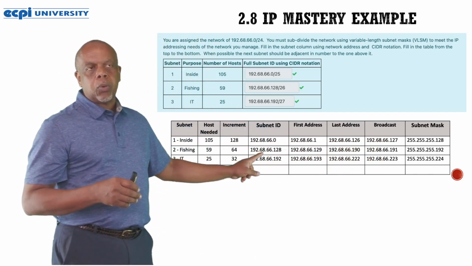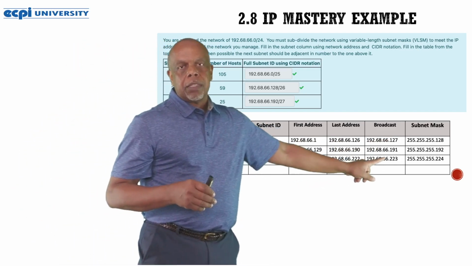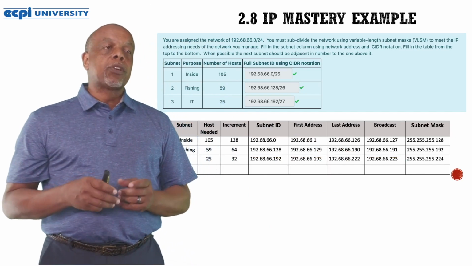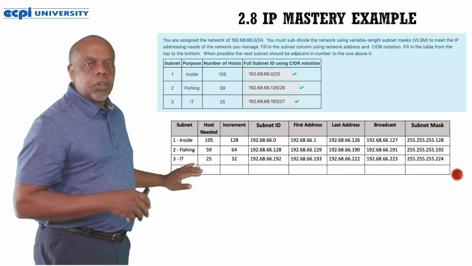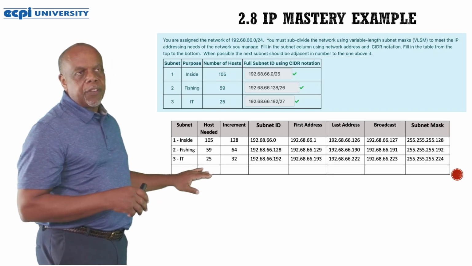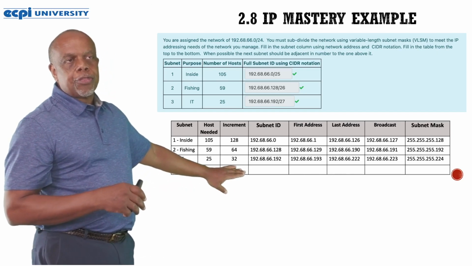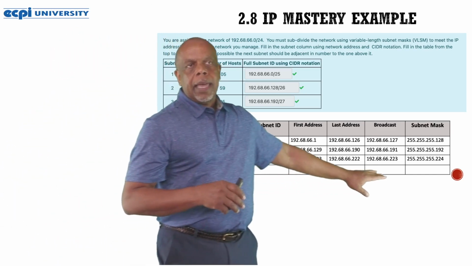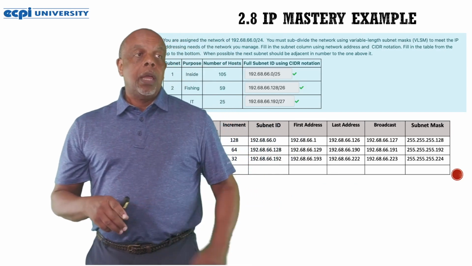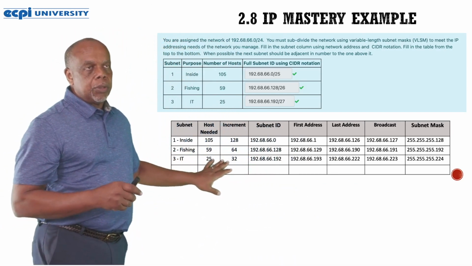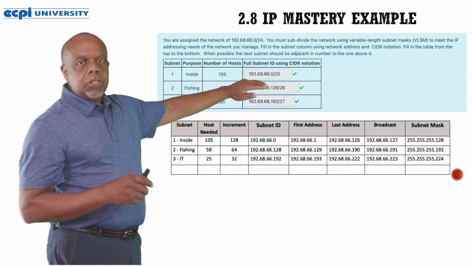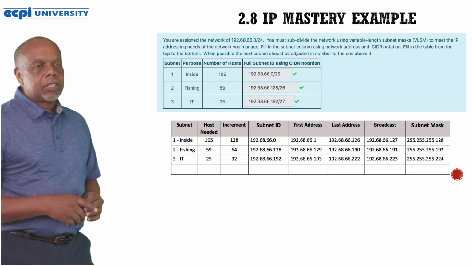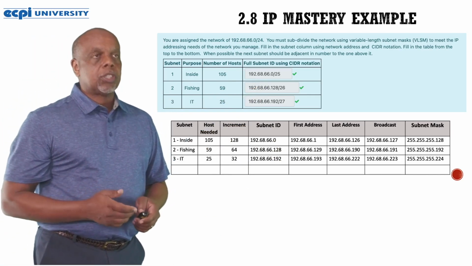So I start here at 128 and I do the same thing. The subnet mask here is going to be .192. Why? Because I am incrementing at 64. The third one is the IT. I need 25 hosts, incrementing at 32. And the same thing, this follows the same process. And the subnet mask is .224 because I am incrementing at 32. So now you see how we came up with the correct answers just based on how we lay out our subnets, our IP addresses for each subnet.